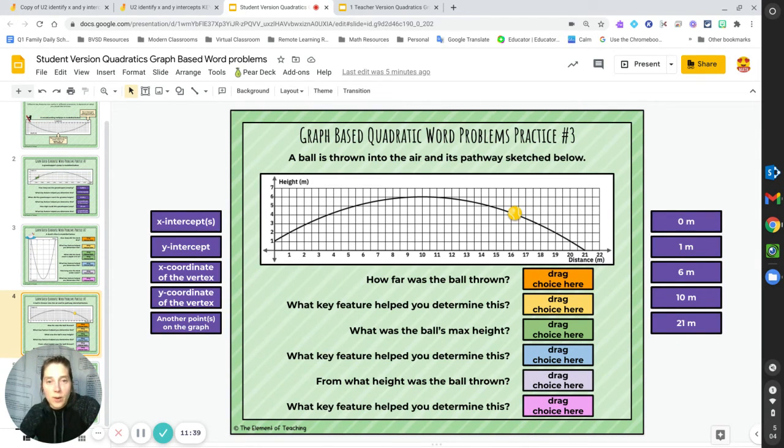This next scenario is a ball thrown into the air with its pathway sketched below. So it doesn't start at 0, 0, it's starting 1 meter up. Maybe that's the height of the person throwing the ball. And so the ball follows this path. It hits a high point here at 10 meters. So after the ball goes 10 meters, it is at a height of 6 meters. And then it starts falling back down and hits the ground at 21 meters right here.